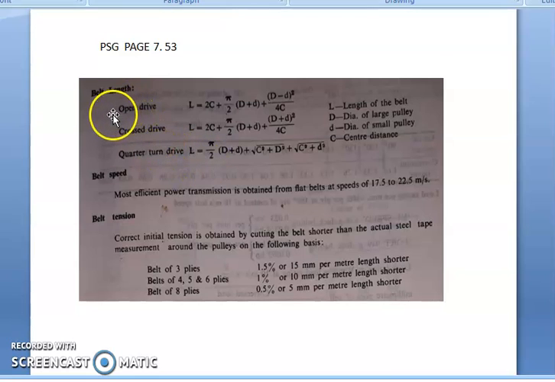Here, on page number 7.53, we can find the formula to predict the belt length, that is L is equal to 2C plus pi by 2 and so on. So based on whether it is an open drive or a cross belt drive, we can select the formulas and find out the length of the belt.